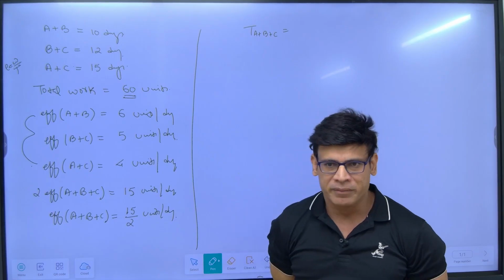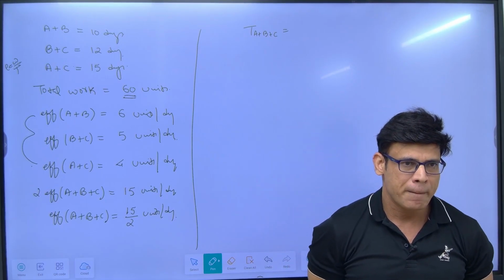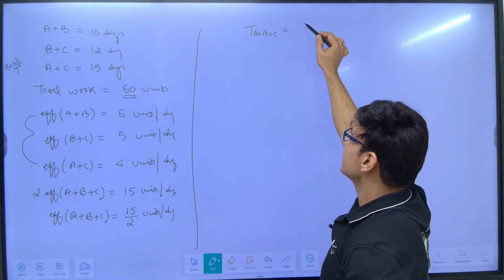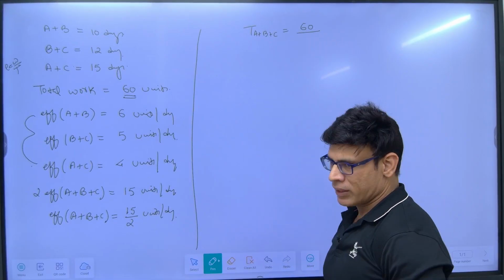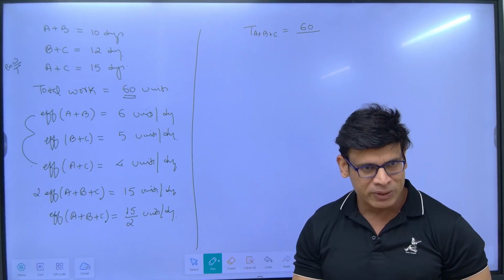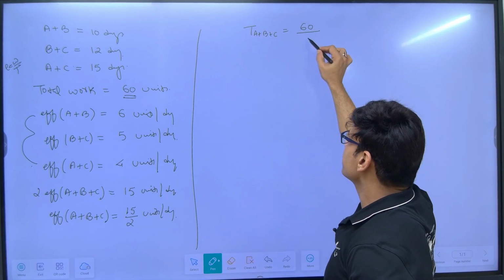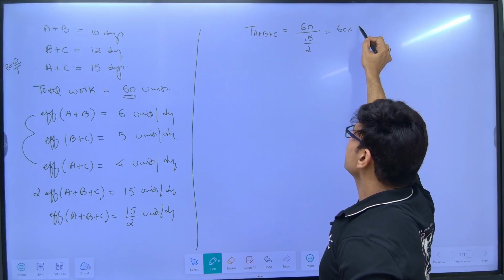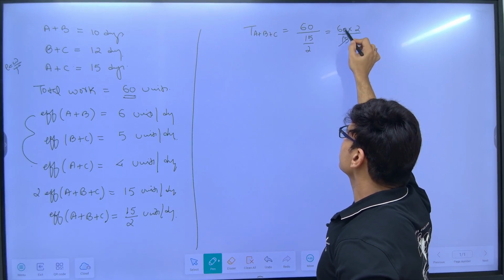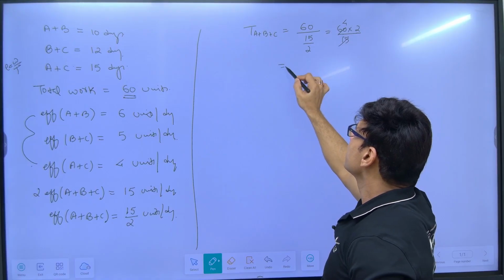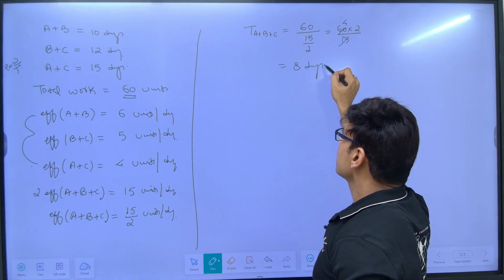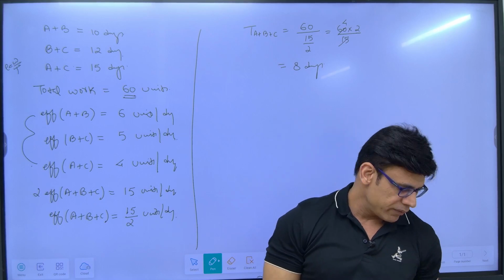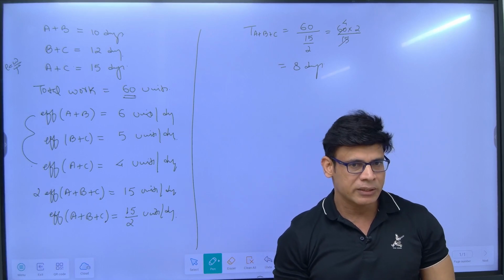First thing you are supposed to find out time taken by A plus B plus C. What is time equal to? Work upon efficiency. Work is what? 60. And efficiency of A plus B plus C is how much? 15 by 2. 15 by 2, which will become 60 into 2 by 15. 15 fours are how many days? 8 days. A, B and C together, if they want to finish this work, they'll take how many days?